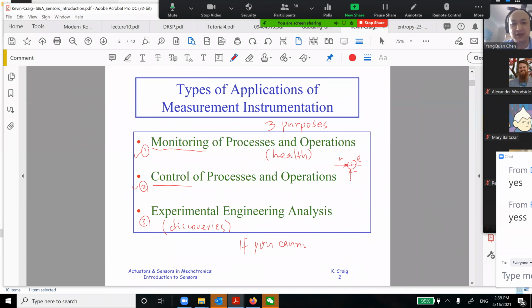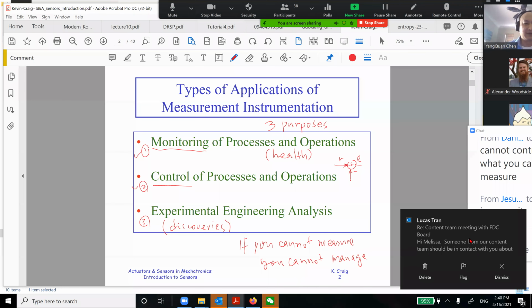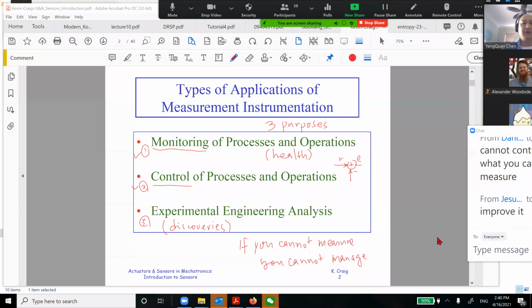If you cannot measure, you cannot... control. Actually, there's another term. They don't use control because control is actually very narrow. What do they say? You cannot manage, okay? So if you cannot measure, you cannot manage.